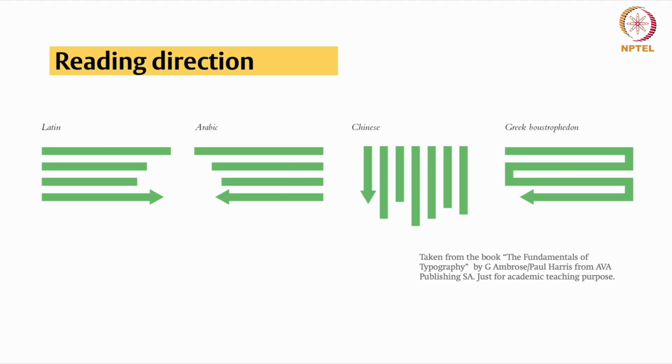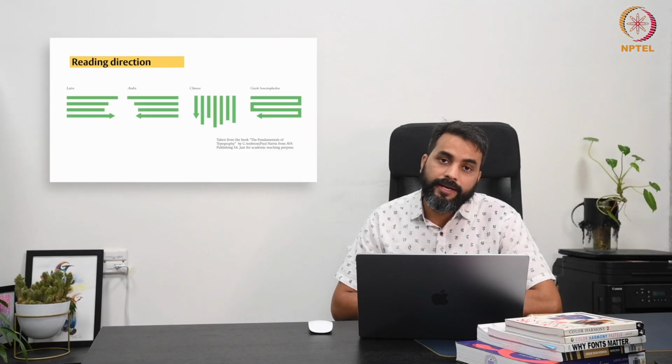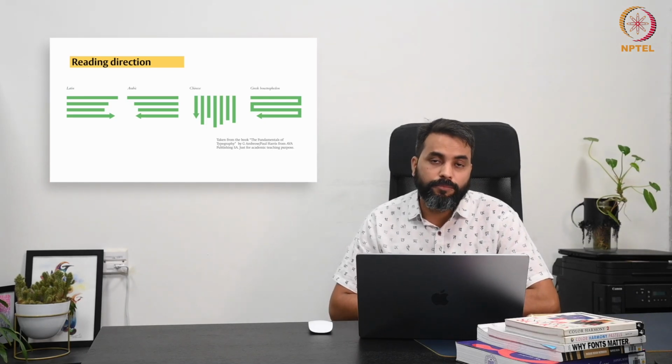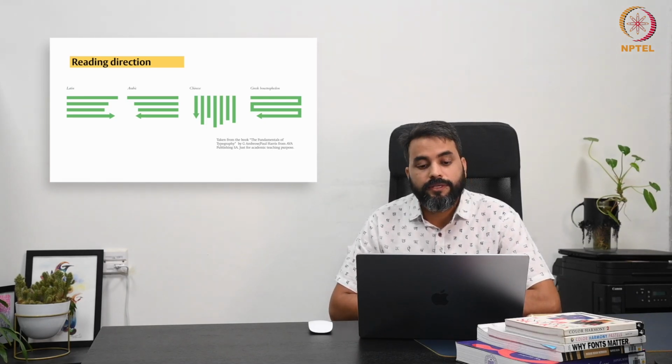This is also important for any other language, for example Chinese, where you read from top to bottom, and Greek, where it goes towards the right and then comes back to the left and then right and then left, so it is going like this. All these reading habits, directions and approaches decide the overall layout and use of typography.